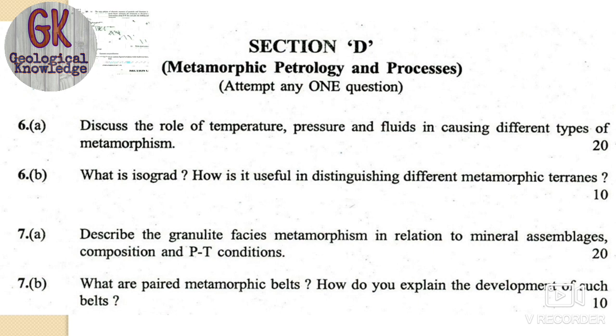Section number D, metamorphic petrology and the processes. Okay, so question number 6A, you have to discuss the role of temperature, pressure and the fluid in causing different types of metamorphism. Because that's a basic question. You have to discuss in detail the role of temperature, pressure as well as the fluid in causing the different types of metamorphism. And question number 6B, what is an isograde and how is it useful in distinguishing different metamorphic terrains? Okay.